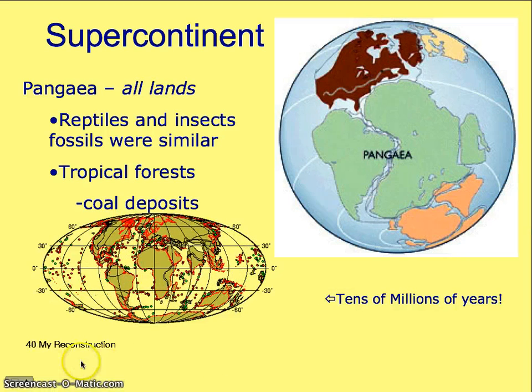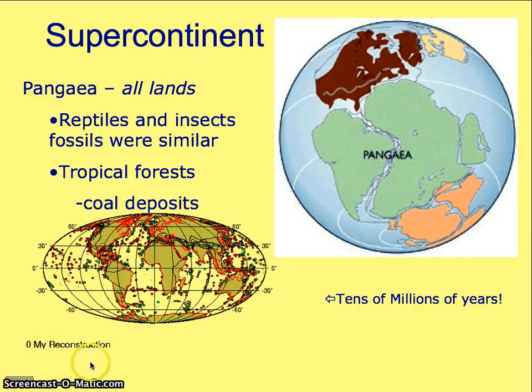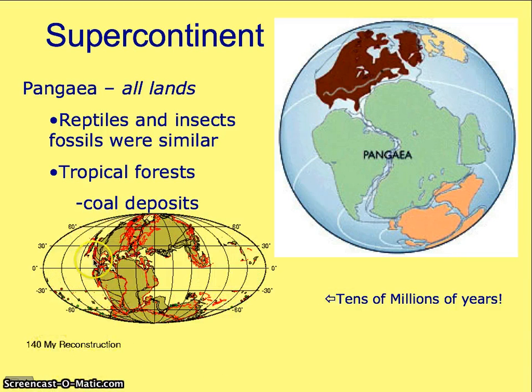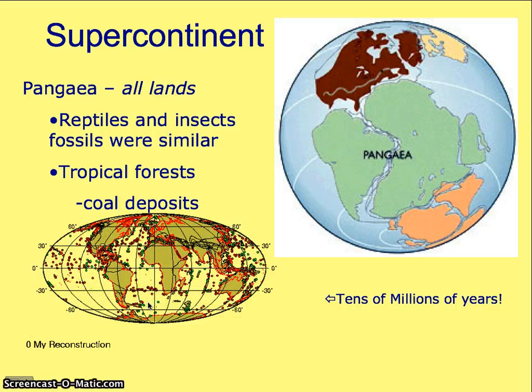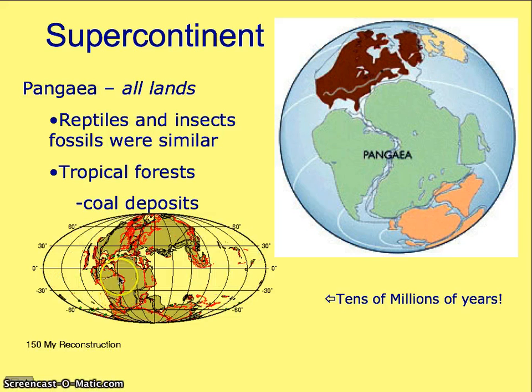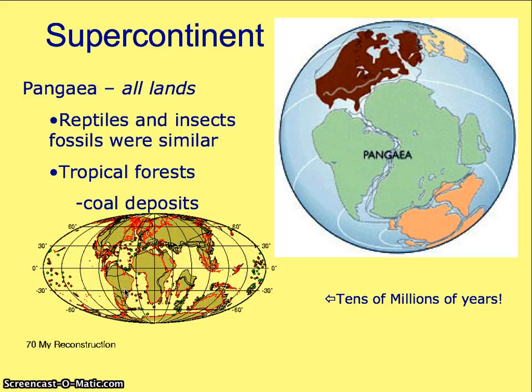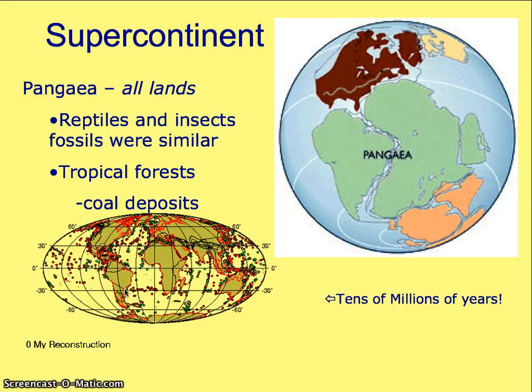So if we look here at this reconstruction, we can see first at 0 million years we have Pangaea, and we have all these coal deposits and tropical forests. And over time, you can watch the red lines move as they separate to what we now see as current day Earth.